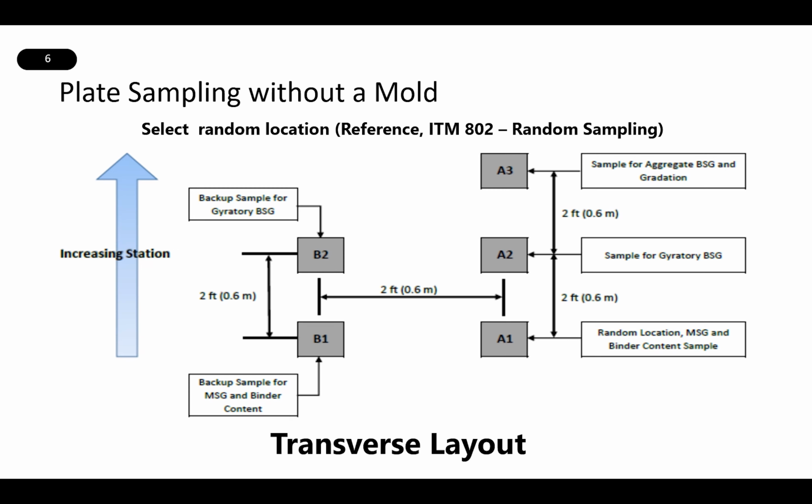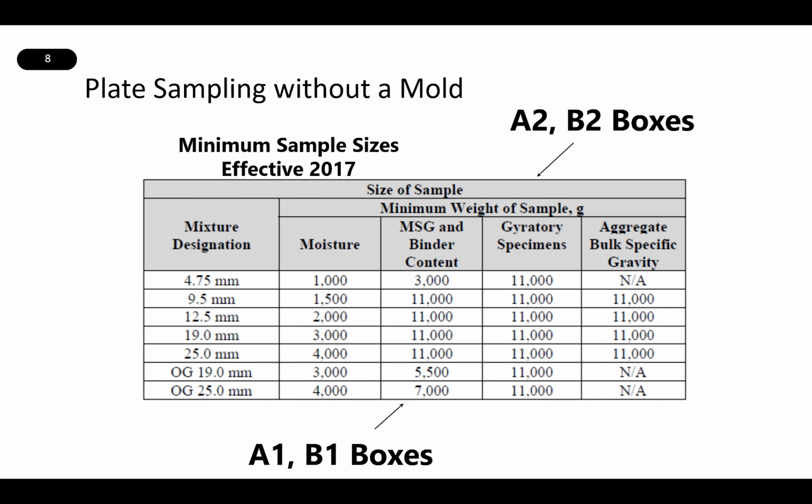The A1 box is the random location selected, which is used for your max and binder content. The A2 box is used for your gyratory pills. A3 box is used for gradation and your GSB testing of the aggregate. Your B1 box is your backup for your A1 box, and your B2 box is the backup for the A2 box.